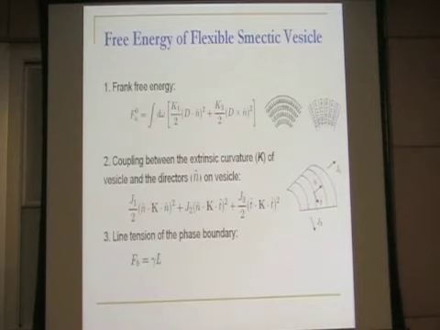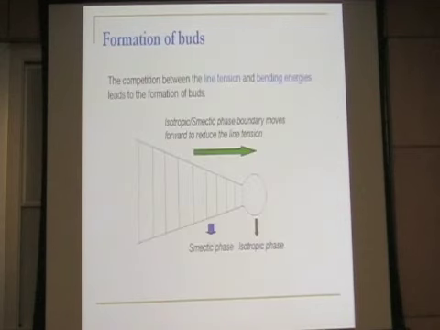The last part of the free energy is the line tension of the phase boundary. Here, L is the length of the phase boundary. Actually, this term can explain the budding phenomenon of the vesicle. The budding phenomenon of the vesicle can be attributed to the competition between the bending energy and the line tension. That is, the smectic domain will continue to grow until the bending energy and the line tension are balanced. Thank you.